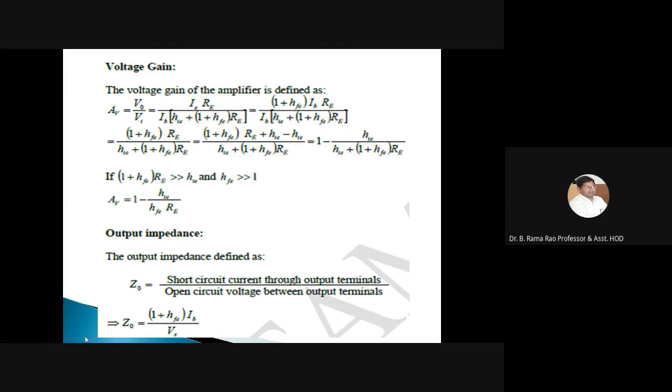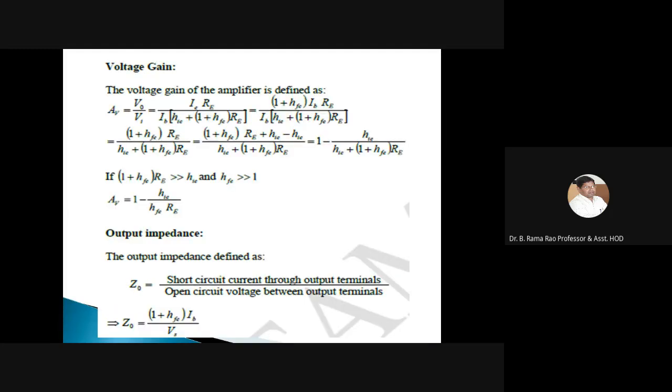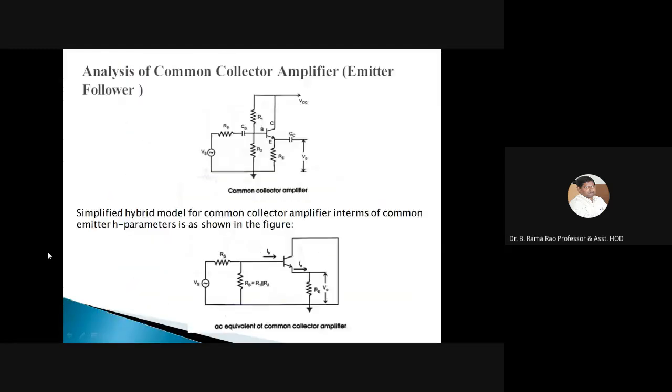Short circuit current to the output terminal, open circuit. Actually, this is the admittance: current by voltage. Then now you can get the value of it. So these are the parameters which we have obtained for the CC amplifier.